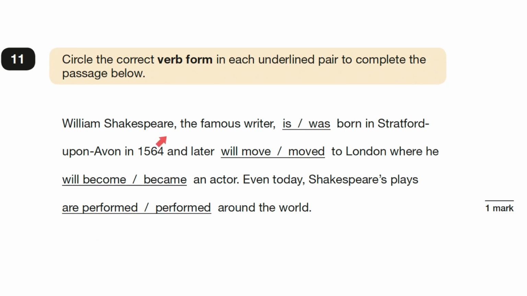And again, a slight variation. This one's more verb form, but it's very, very similar. And I wanted to include this one because I've got a top tip for these kinds of questions. So circle the correct verb form in each underlined pair to complete the passage below.